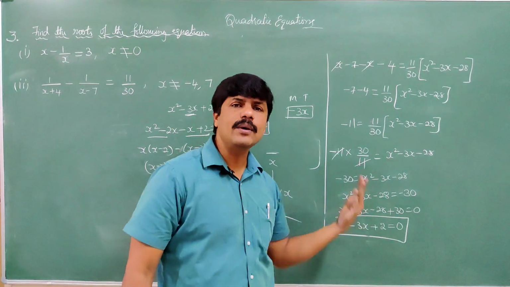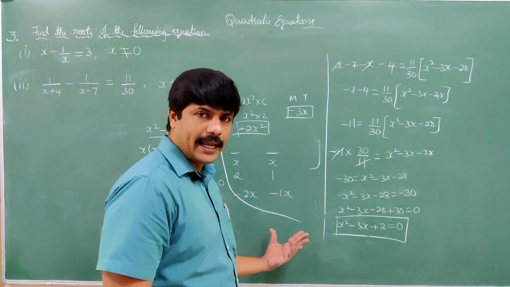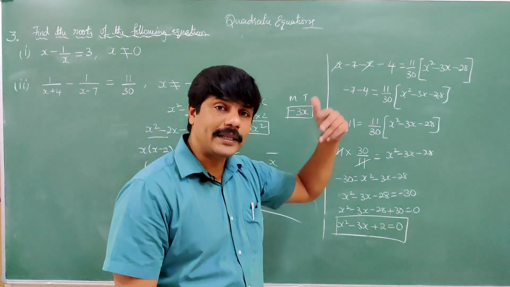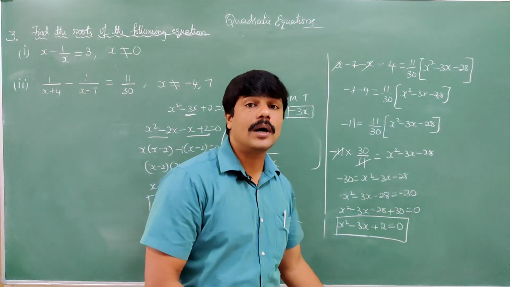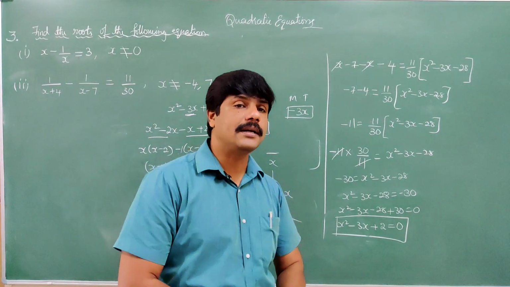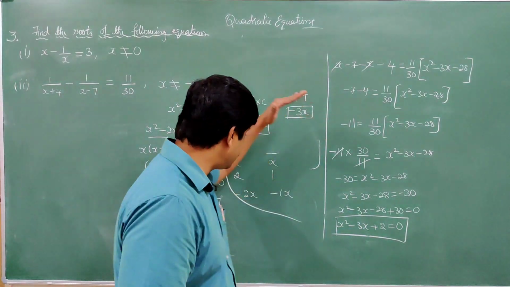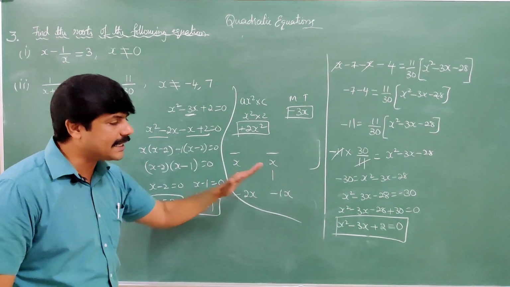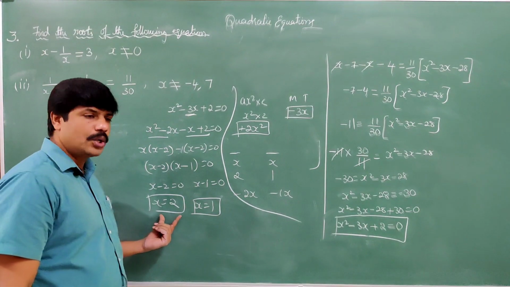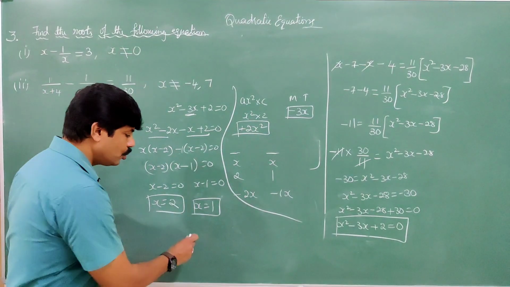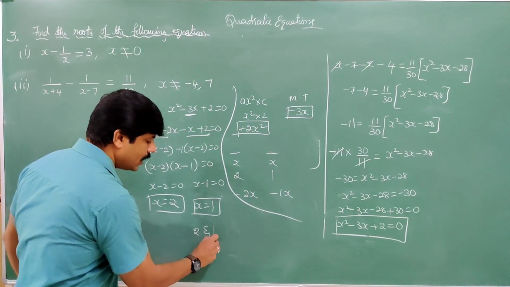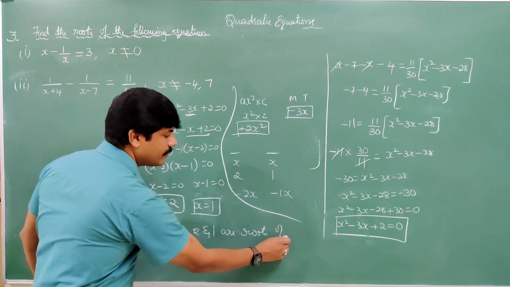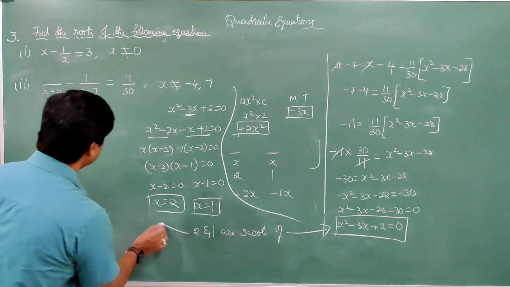So any one of these three methods you can apply, but factorization method is not possible all the time. But two methods, completing the square and quadratic formula method, you can always apply. Okay, so you will get the roots. So what are the roots in this case? That is 2 and 1. 2 and 1 are the roots of this equation.